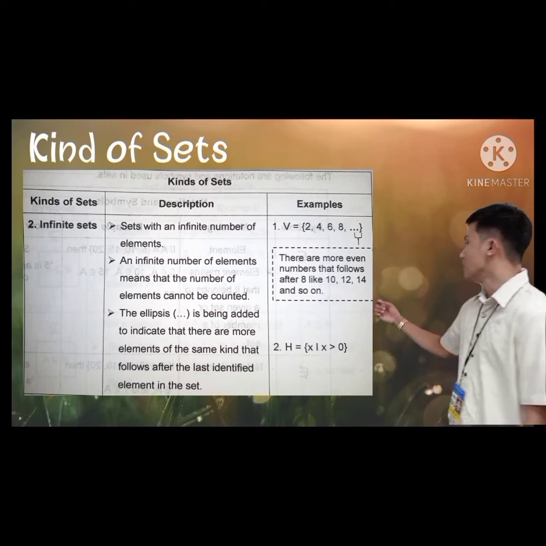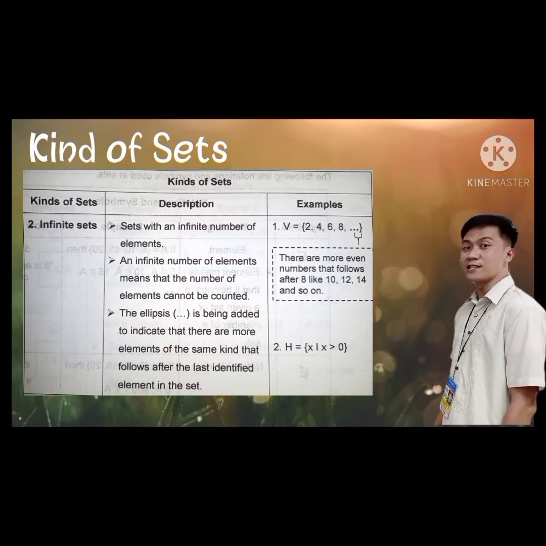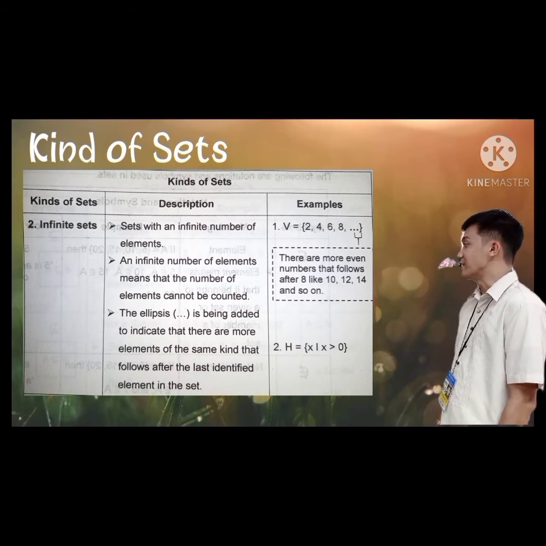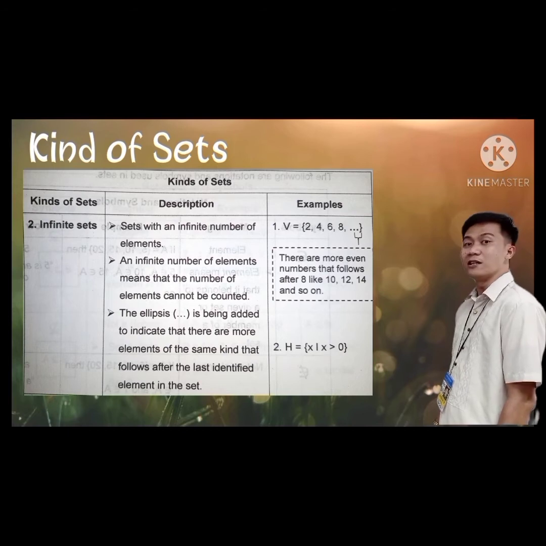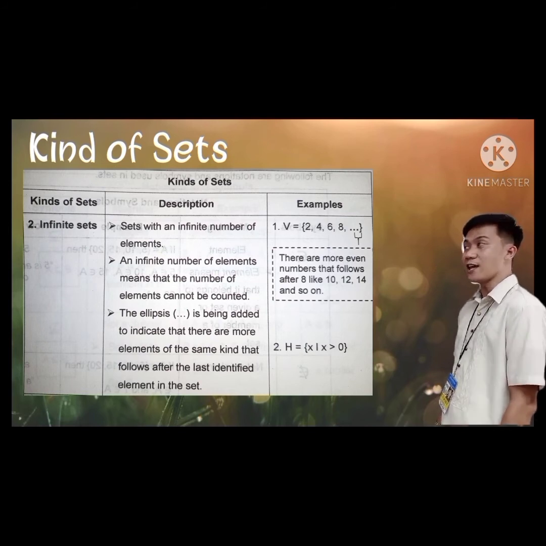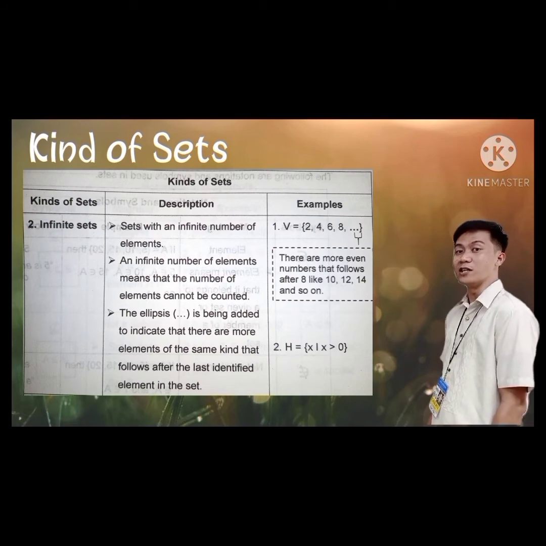Okay, for example, set V, the elements are 2, 4, 6, and followed by 3 dots. So meaning there are more even numbers after 6, so that cannot be counted. And the second example, set H, the elements are x such that x is greater than 0. So there are more numbers greater than 0 and they cannot be counted.